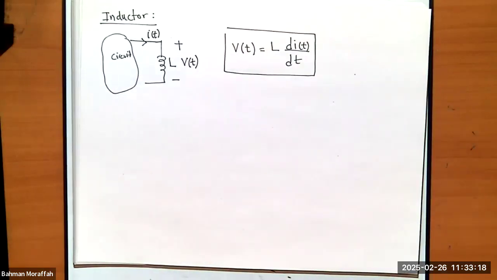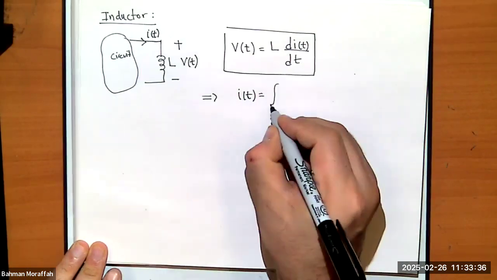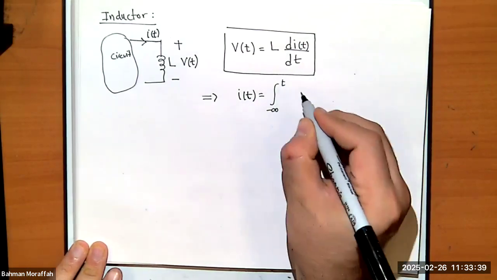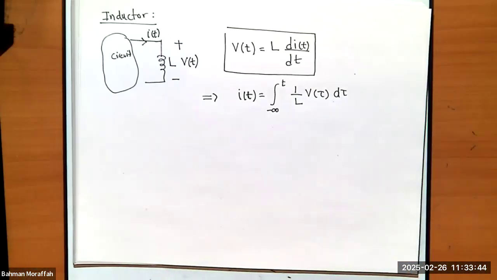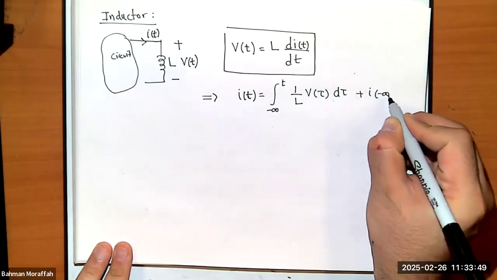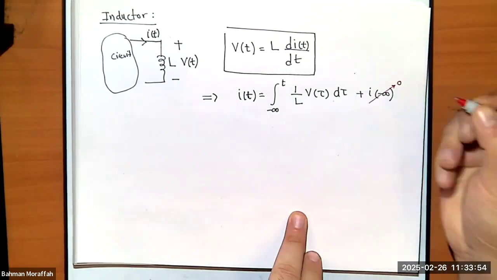And again, we know the derivative is a linear operator, so we can find the inverse of it. And the inverse of this thing is indeed an integral. So I can find the relationship between I and V. The relationship between I and V is I(t) equals the integral from negative infinity to t of 1 over L, V(tau) d tau. And of course, we have this plus I evaluated at negative infinity, which we know is 0.